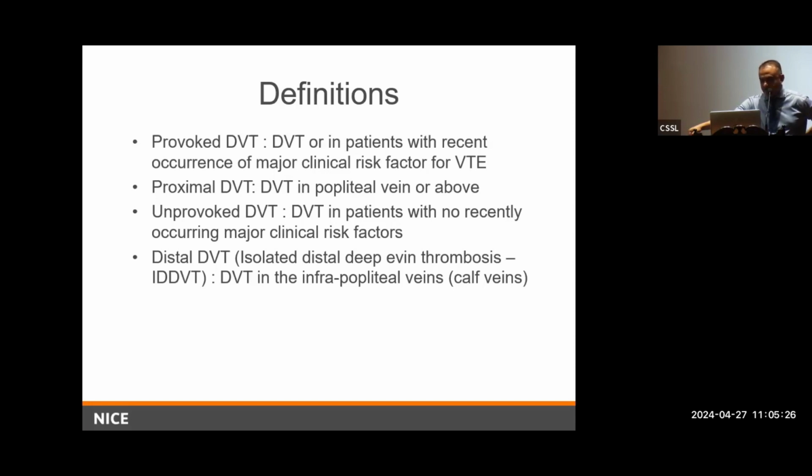Unprovoked is obviously those patients who have no recollection of such history. There is nothing in their history to suggest that they have had any provoking incident, but they suddenly come. People who go to work, come back, and then next day come to you saying the leg is swollen, and they have a DVT. So that is unprovoked. Proximal and distal DVT is based on the anatomical location. So anything above the knee generally is considered proximal DVT.